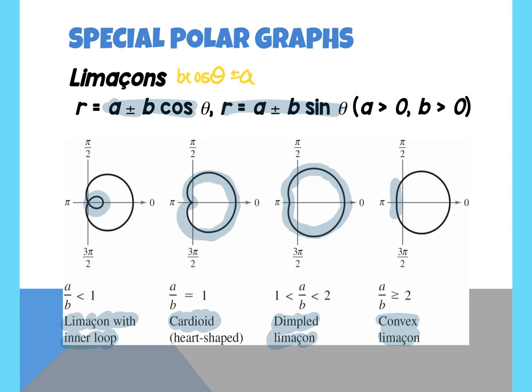The way you decide if it's an inner loop, a cardioid, a dimpled, or a convex is the relationship between A and B. A is the number that is by itself, and B is the number that is attached to the trig function. Whatever's being added or subtracted separately is your A, and B is the one literally attached to the trig function. If A over B is less than 1, then it's got an inner loop. If A over B is equal to 1, then it's a cardioid. If A over B is in between 1 and 2, then it's a dimpled limaçon. And if A over B is greater than or equal to 2, it's a flat or convex limaçon.